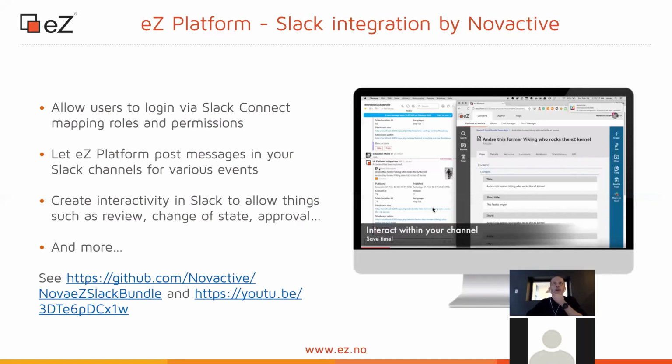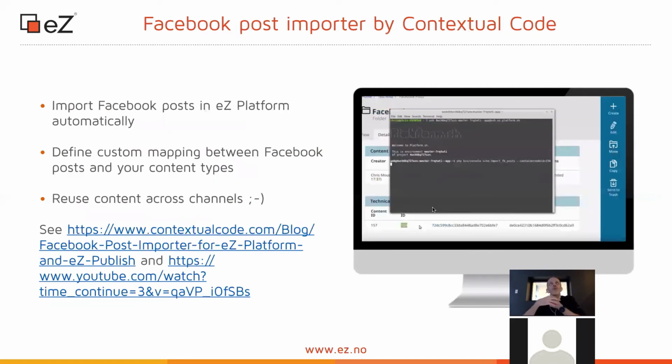A very strong bundle. And another one was brought by Contextual Code. This is a Facebook post importer for Easy Platform. With this bundle, you will basically create a mapping between Facebook posts and content types in Easy Platform, and you will be able to automatically pull posts which are posted on Facebook pages to your Easy Platform content repository. So those 2 were participating in the Connector of the Month competition.